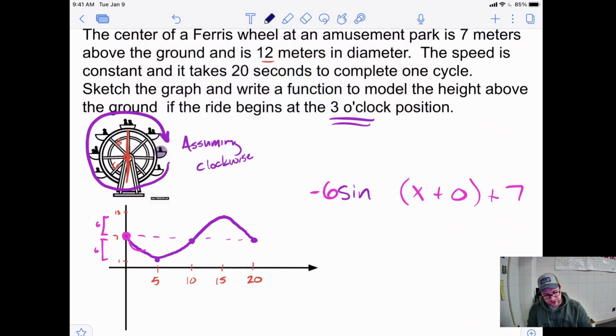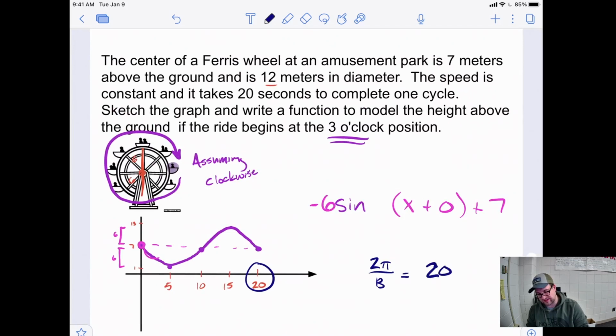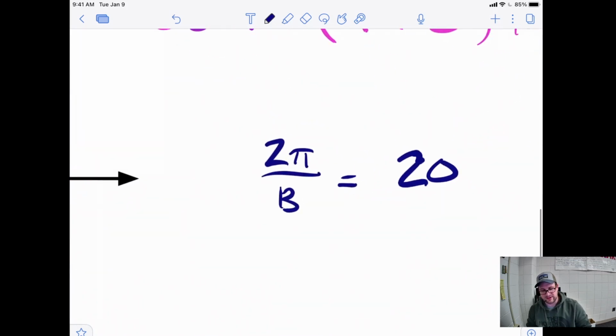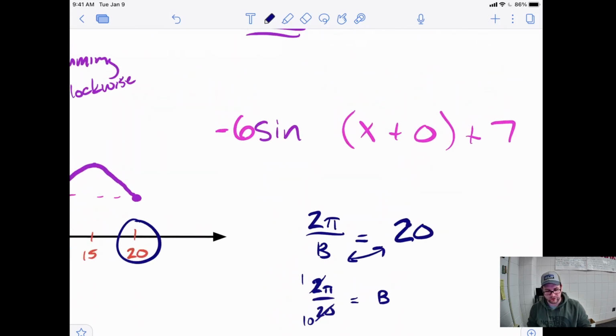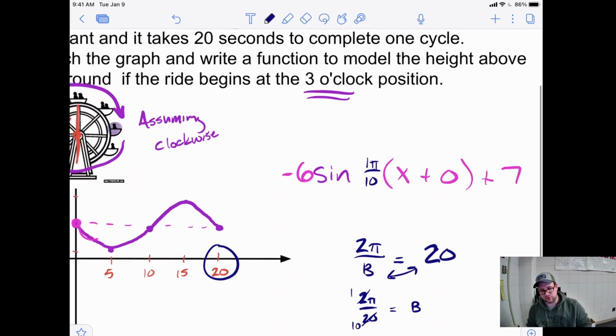Now, in this situation, our period is 20. That's how long it took for us to get back to our original starting position. So what we want to do is take 2 pi divided by our b value, which should give us 20. This is that same formula we were using yesterday. Taking advantage of some mathematical manipulation, 2 pi over 20 would be equal to b. We can basically switch these two pieces in order to solve this type of equation. Reducing down this fraction, this would be pi over 10, and that would be our b value. So pi over 10 is the value we want sitting right here.